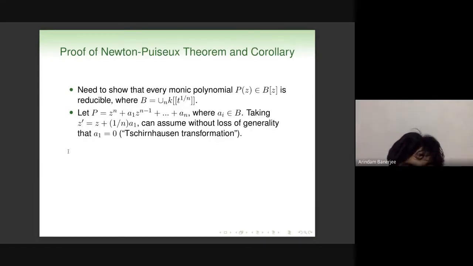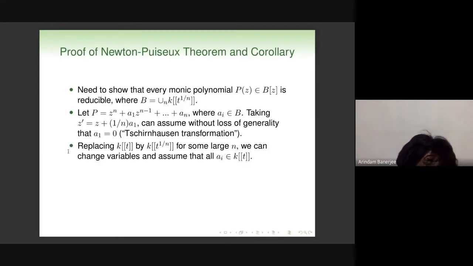That is, you have a monic polynomial z^n + a1 z^(n-1) + ... + an. You basically take the transformation z' = z + (1/n) a1, and if you use this transformation, you will see that the (n-1)th coefficient doesn't appear. So that is what we will need.